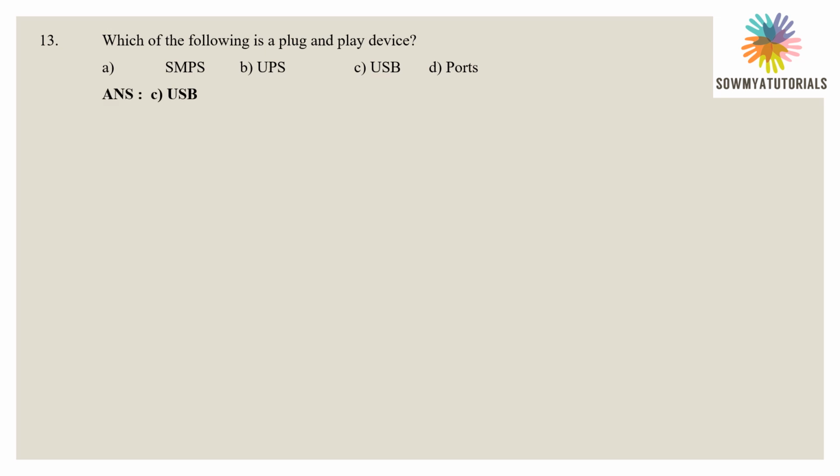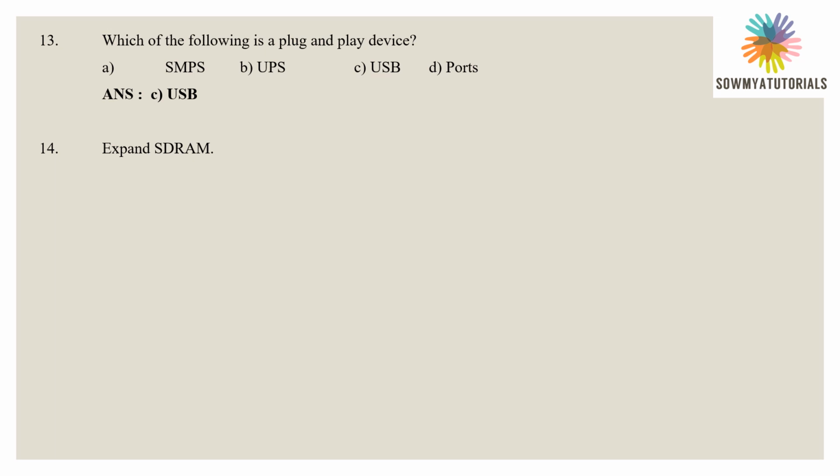So the expansion of USB is option number A, universal serial bus. Then the next question, question number 13, which of the following is a plug and play device? Options are option A SMPS, option B UPS, option C USB, option D port. Already in the last question we defined USB. USB is a plug and play interface between the computer and the add-on devices. So the correct option is option number C, USB.